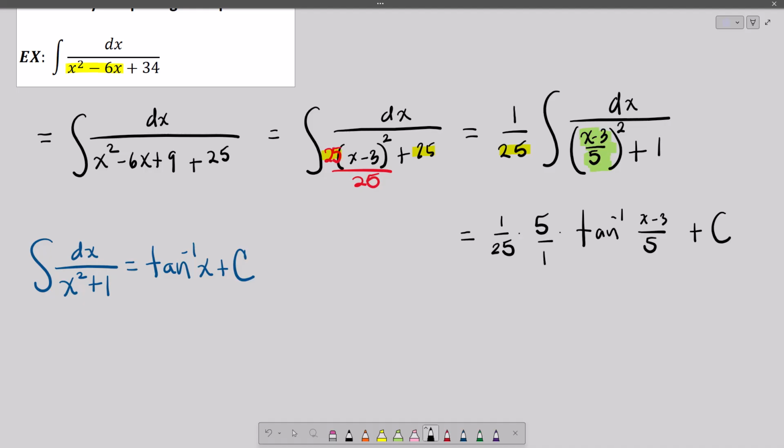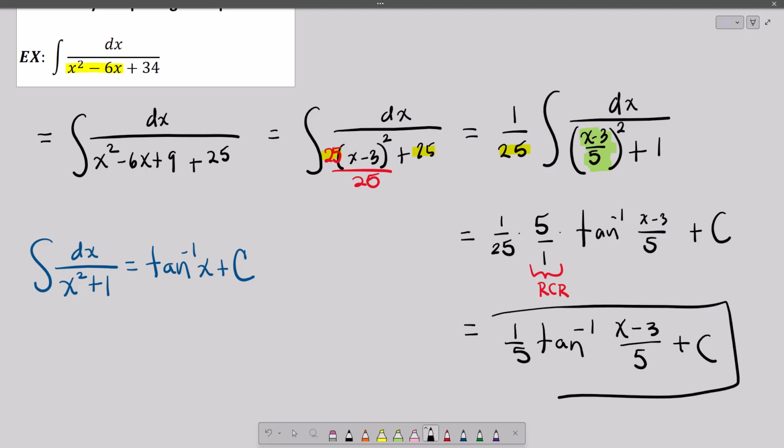So this is from RCR. So our final answer, all we have to do is simplify those constants. And we'd have that.